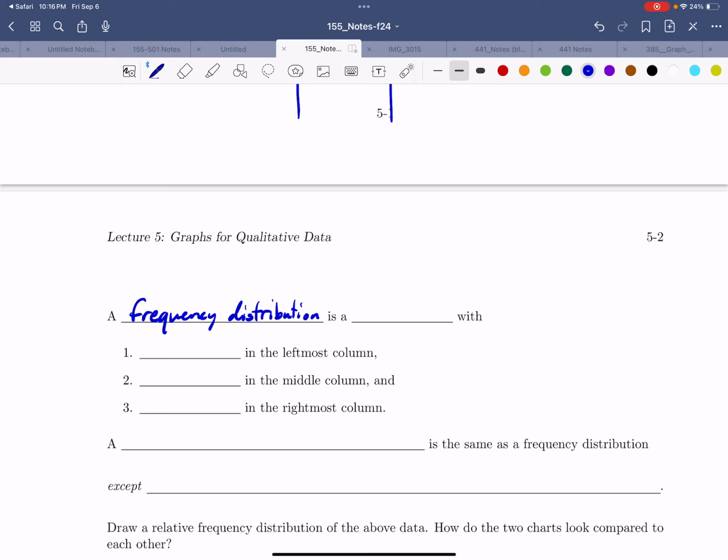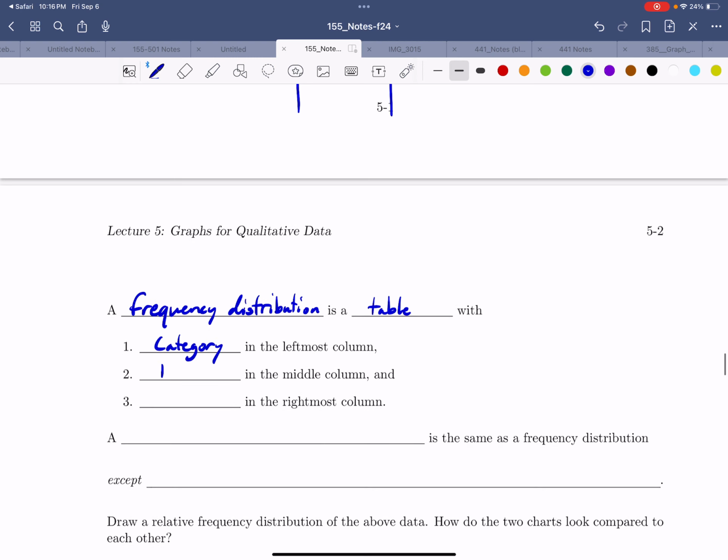This is a table or a chart, whatever you want to call it, with the following characteristics. As we saw before, category is in the leftmost column, tally in the middle, and frequency in the rightmost column.